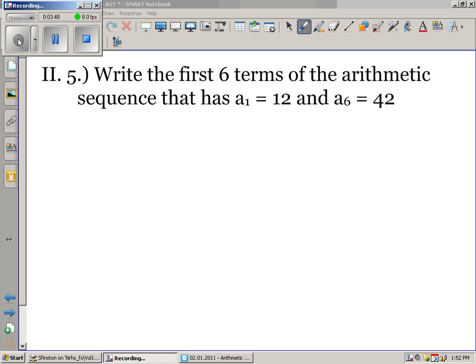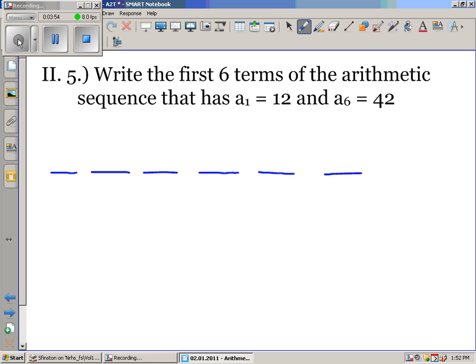Okay. So here's what I'm going to do. By drawing a picture, I mean there are 6 terms in this sequence. So I'm going to draw 6 slots: 1, 2, 3, 4, 5, 6. And I'm going to label them A1, A2, A3, this is going to be A4, this is going to be A5, and this is going to be A6. And that makes sense. The last term of this sequence is 42, and the first one is 12.